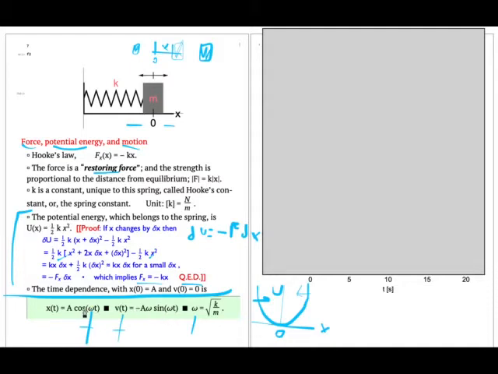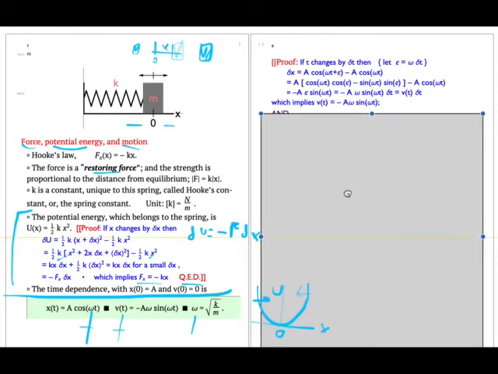So the position is varying sinusoidally. And the velocity is also varying sinusoidally. But they're out of phase. They differ in phase. We'll see a graph in a little while. So if x is a cosine variation, then v is a sine variation. It's actually minus A omega sine omega t. We'll see that right now.